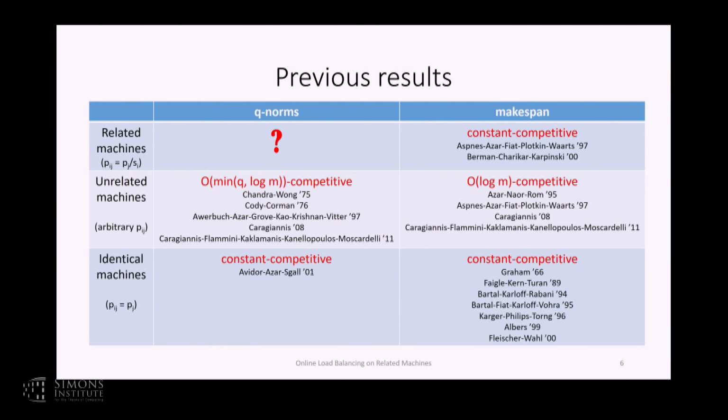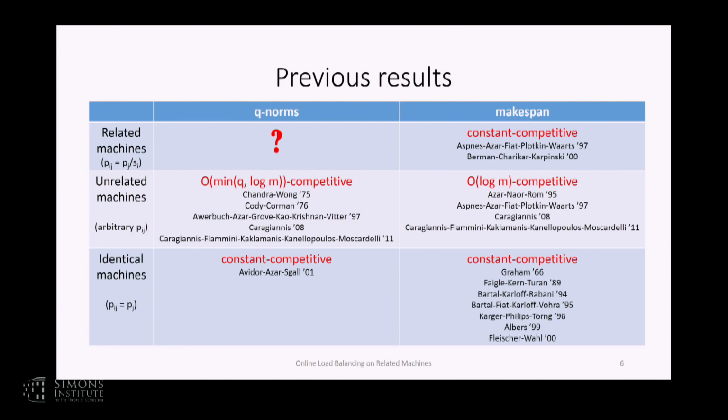But there is a qualitative difference between identical machines and related machines, for the kind of problem that I'm looking at. In identical machines, you don't need to know what norm you are optimizing. You can make an assignment of jobs, you can come up with a schedule that's good for every norm. I can state the norm after the fact, and it would be constant competitive for that norm. This is ruled out for related machines.